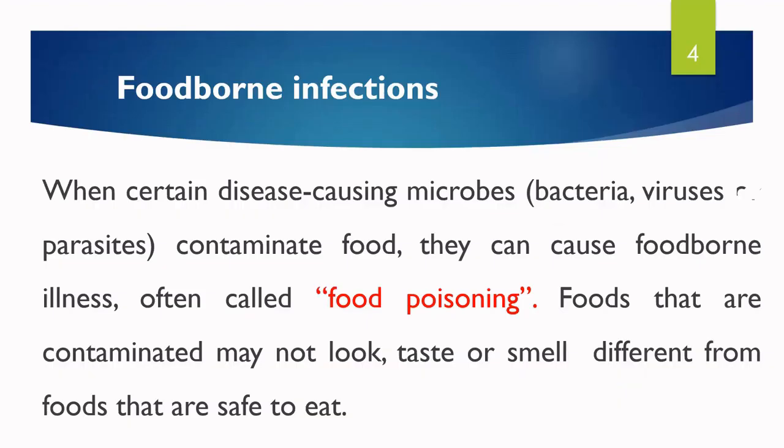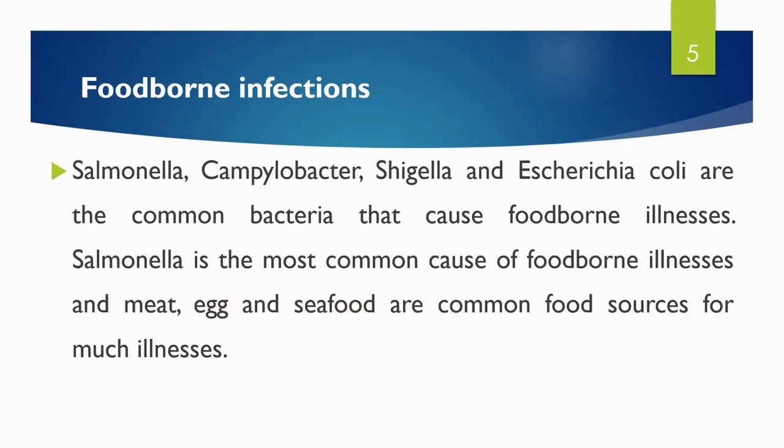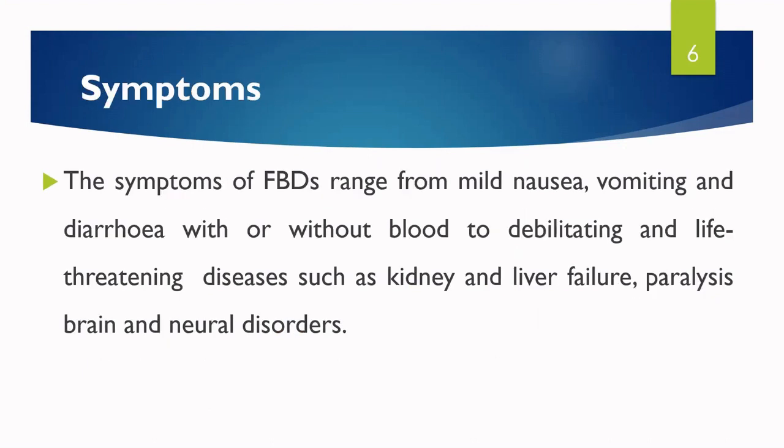When disease-causing bacteria, viruses, or parasites contaminate food, they can cause foodborne illness, often called food poisoning. Foods that are contaminated may not look, taste, or smell any different from foods that are safe to eat. Salmonella, Campylobacter, Shigella, and Escherichia coli, also called E. coli, are the common bacteria that cause foodborne illness. Salmonella is the most common cause of foodborne illness.